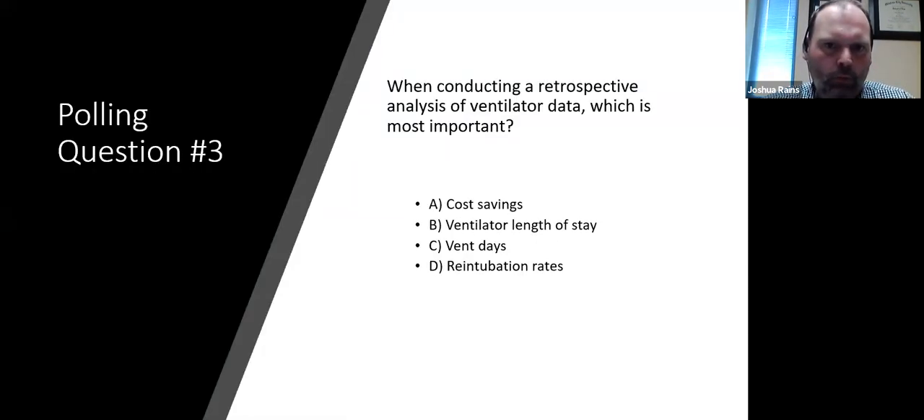So I got one more polling question. We're almost done, and we'll open it up for questions. So when conducting retrospective analysis of ventilator data, which one of these is the most important? Cost savings, ventilator length of stay, vent days, reintubation rates.